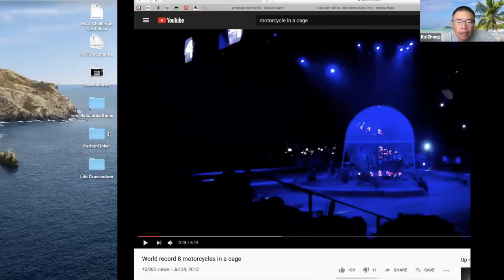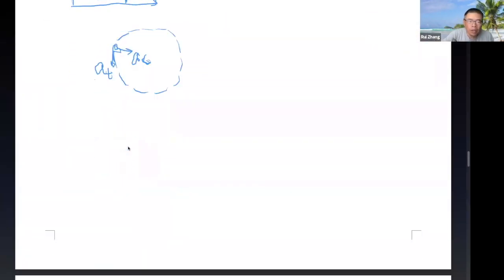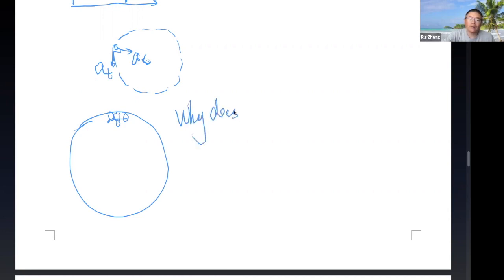So let me go back to our whiteboard. Here's a question we want to address. Let's draw this cage here. Say this is the cage. Now we have this guy riding a motorcycle here, totally upside down, like this. The question is, why doesn't the bike fall off?